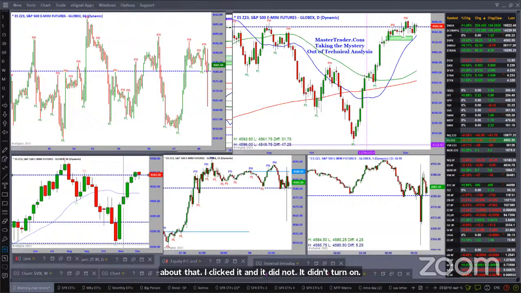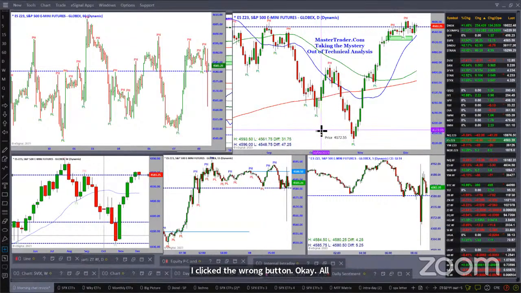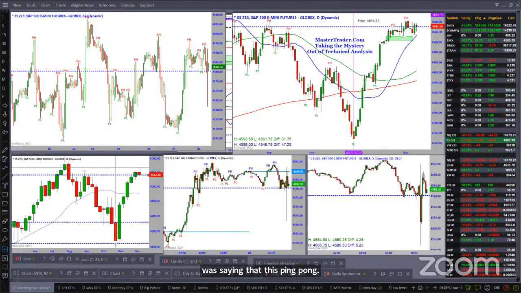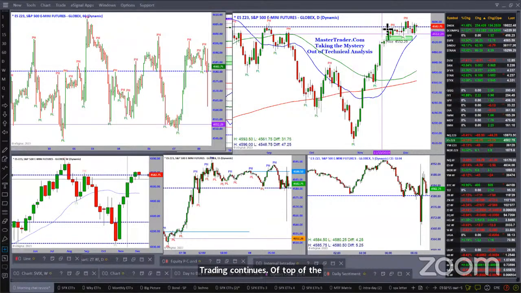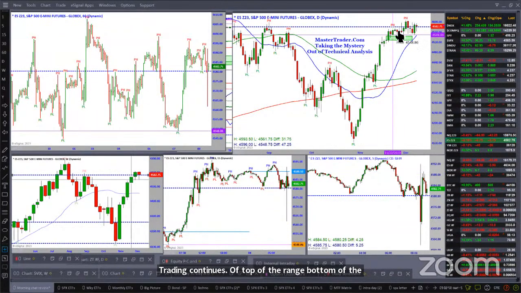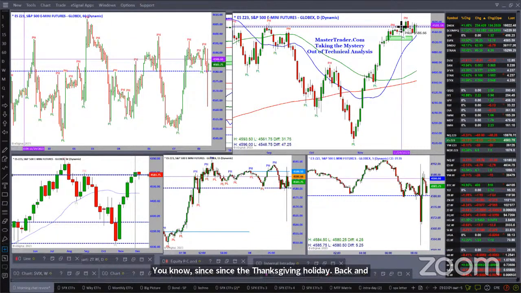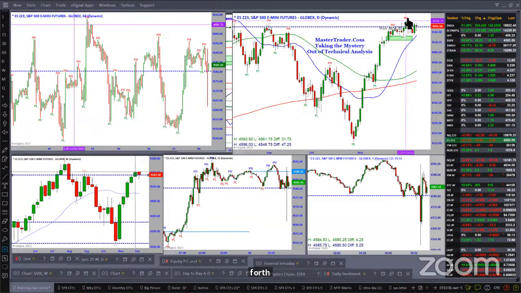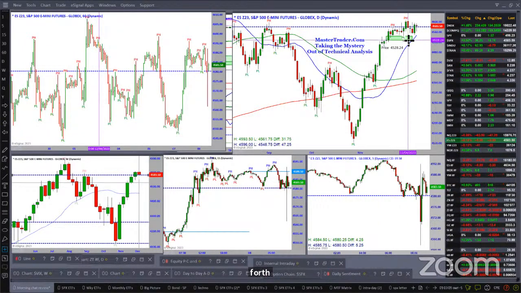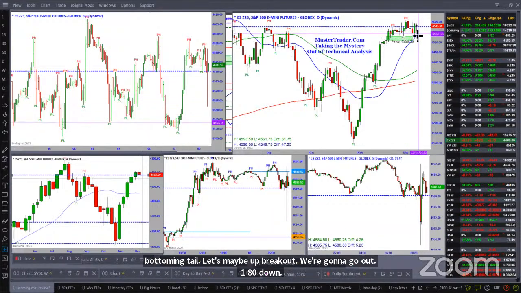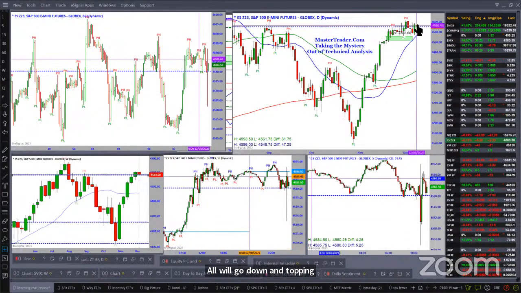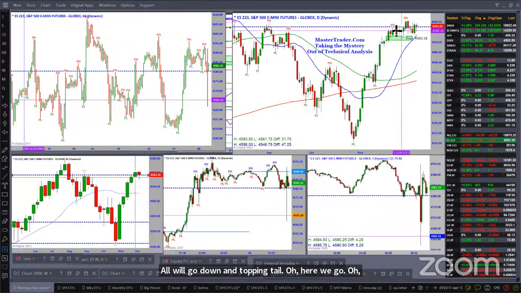Okay. All right. So I was saying that this ping pong trading continues, top of the range, bottom of the range, back and forth. You can see the futures here. Since the Thanksgiving holiday, it's back and forth. Topping tail, oh, I think we're going to go down. Oh, bottoming tail, maybe up. Breakout, we're going to go up. 180 down, oh, we'll go down. And topping tail. Oh, no, 180 back up again, and just ping pong, back and forth, back and forth.